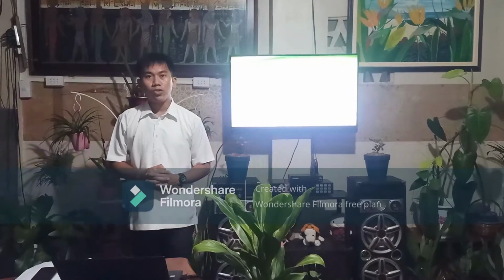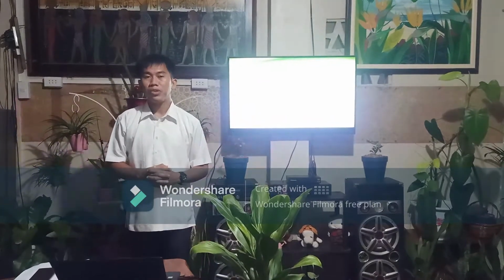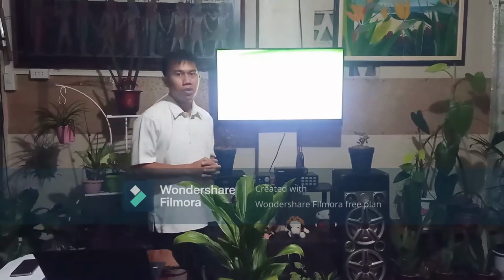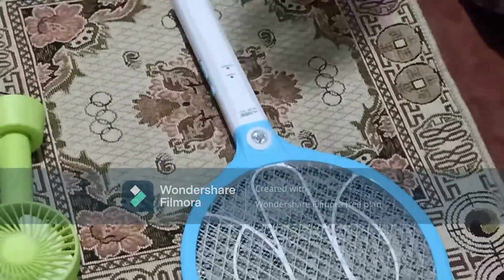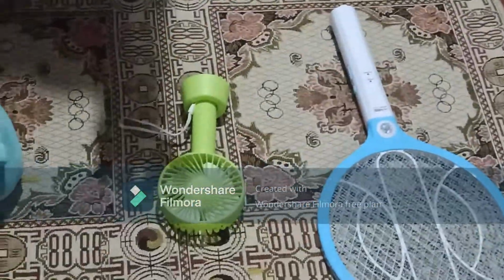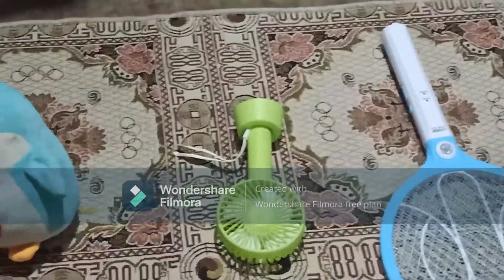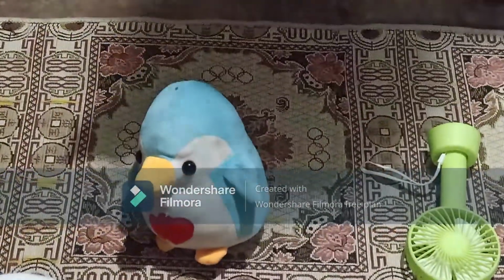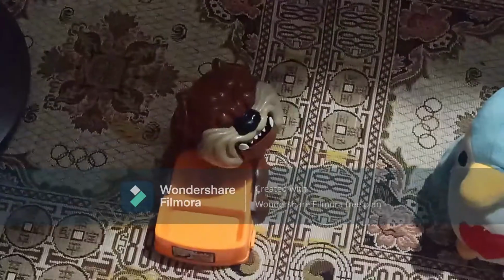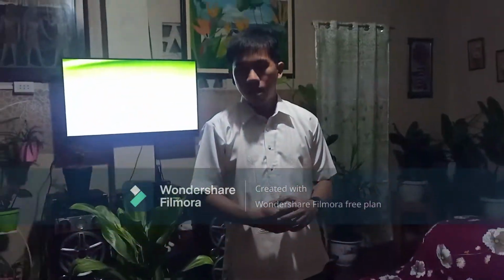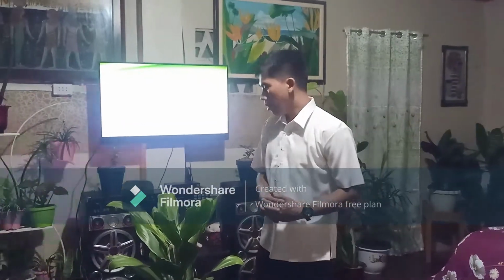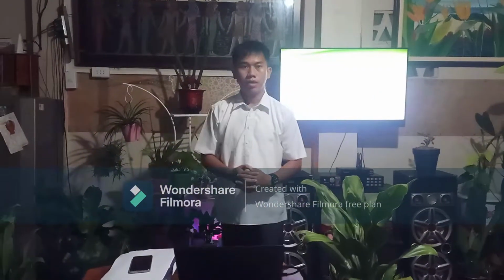Now, I'm going to show you 5 different objects in your next activity. Again, 5 different objects. Your task is to determine which among the following objects will move with the use of a battery. The first one, the second one, the third one, the fourth, and the last one. Okay? So you're going to determine which among the following objects will move with the use of the battery.